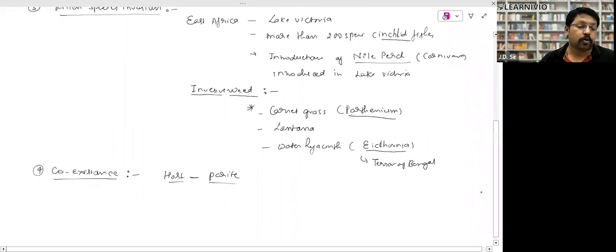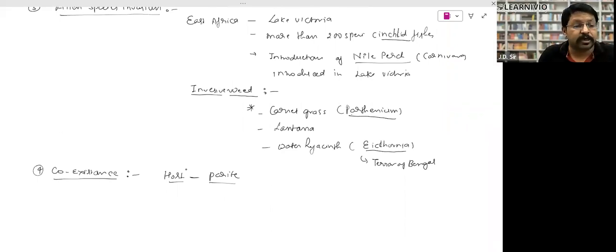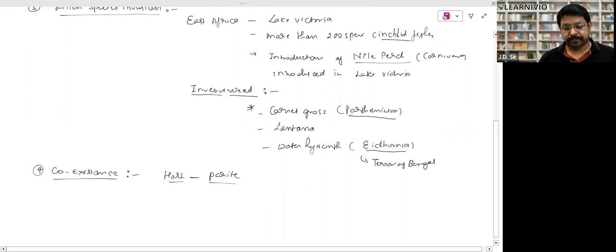Last but not least, co-extinction. If the host dies, its parasite will definitely die. If the host goes extinct, the parasite will also go extinct. That is called co-extinction. These are the four quadrants. Tell me, guys, is it clear or not?